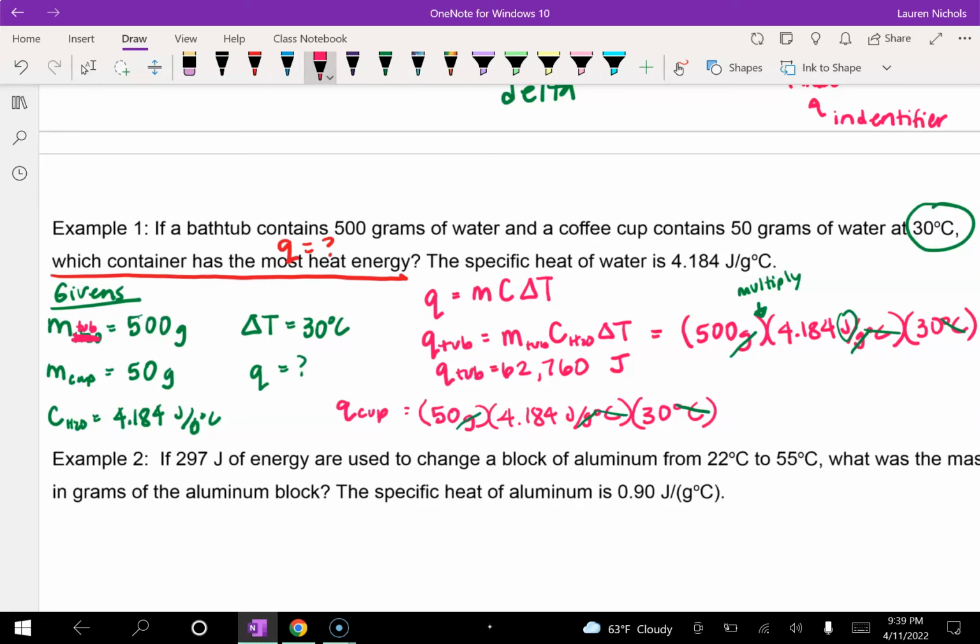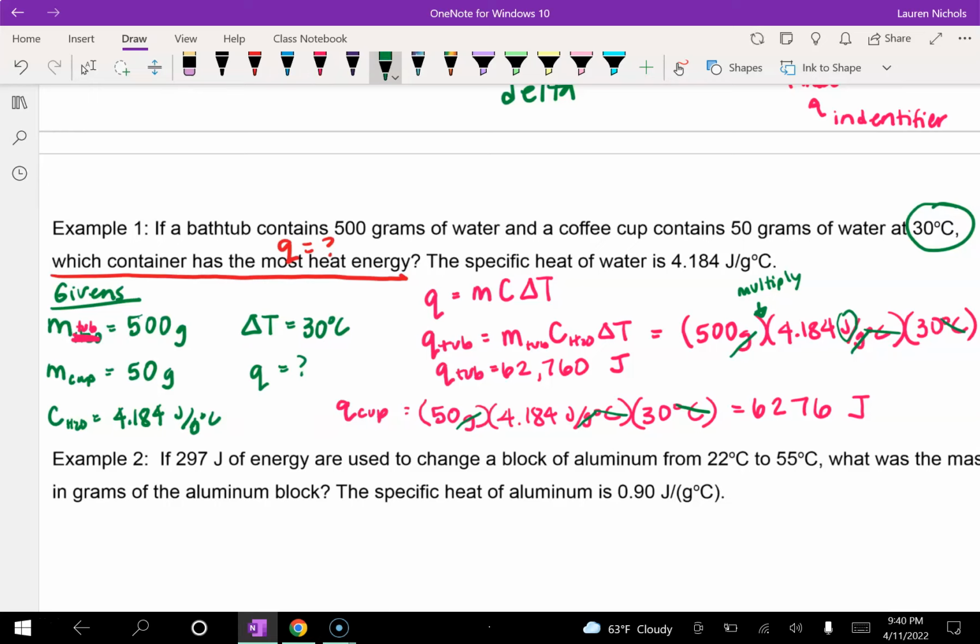But we know for a fact that there is less mass, there's less water in the cup. So 50 times 4.184 times 30 gives you 6,276. So very, very similar.